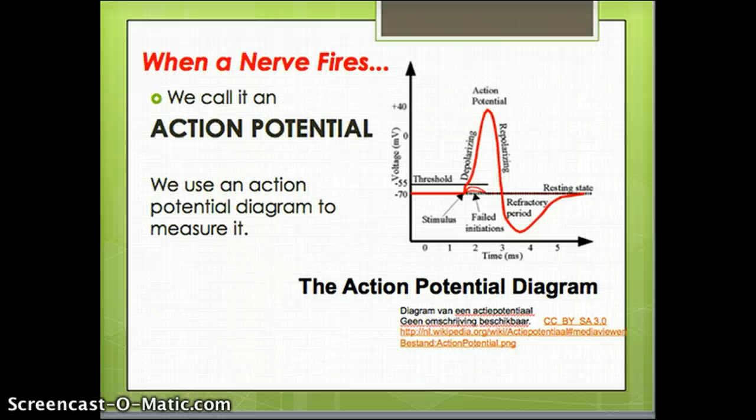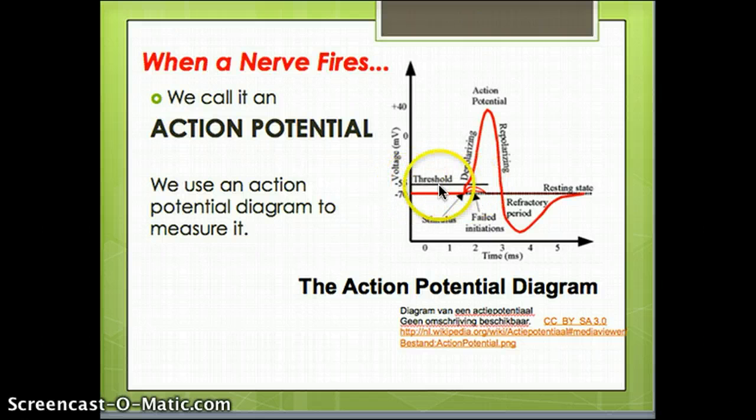As you could see in that video, the action potential is stimulated by the movement of ions through the bilipid layer membrane of the nerve. And we'll talk about that more later. However, when a nerve fires, we call it an action potential, as you could see. We measure this using a diagram, as you can see here.